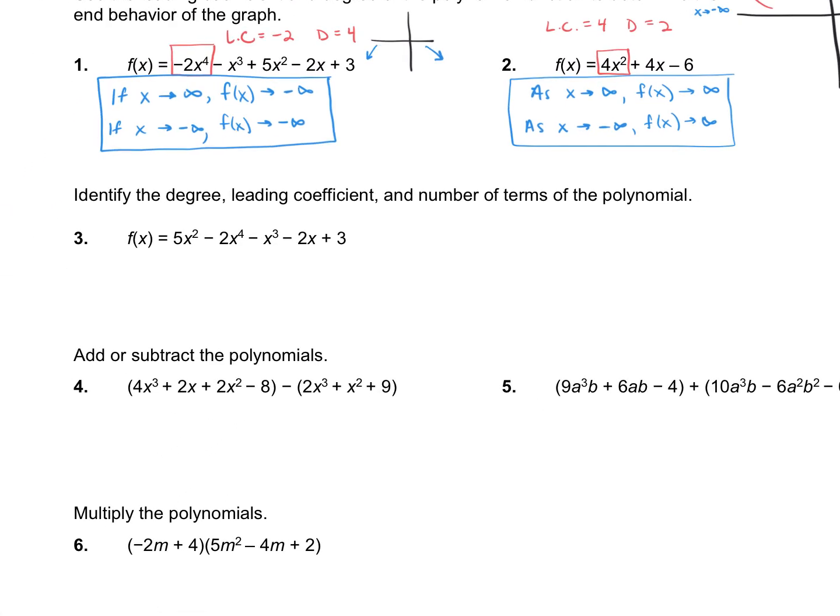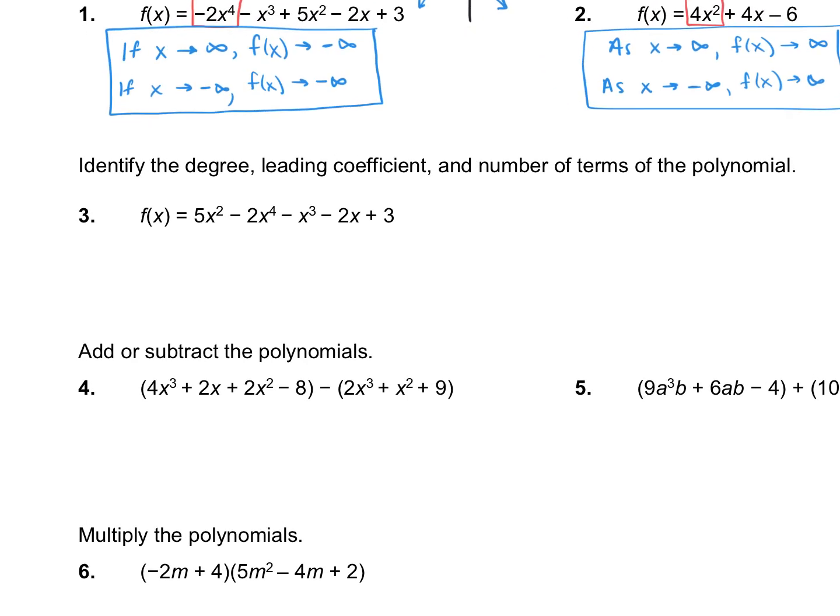All right, so number 3, identify the degree, leading coefficient, and number of terms in the polynomial. So when we do this, we want to rewrite our polynomial in standard form. It's just an easier question to answer in standard form. And if you happen to have any like terms that you can combine, you can go ahead and do that. So standard form, f of x equals, first look for your highest exponent. Highest exponent is this 4, so this is going to be our leading term, negative 2x to the 4th.